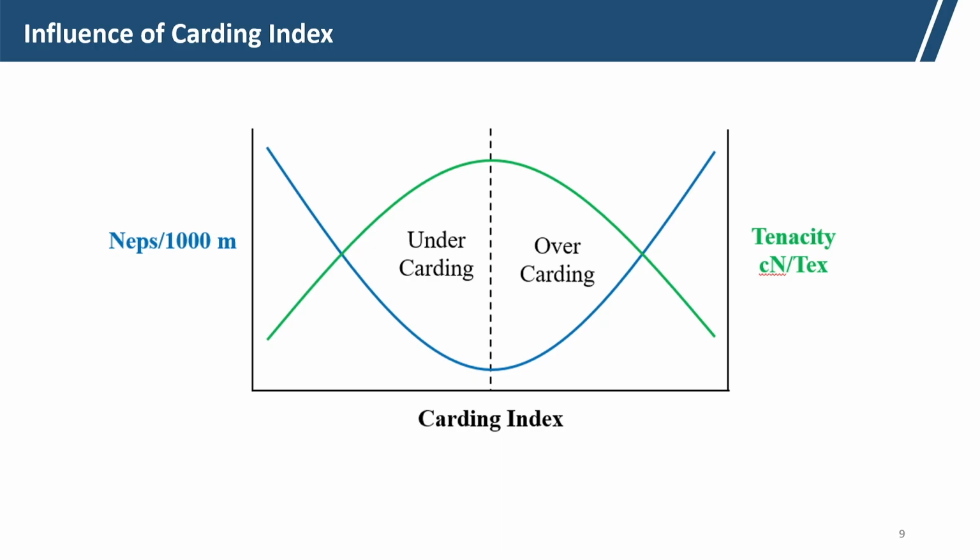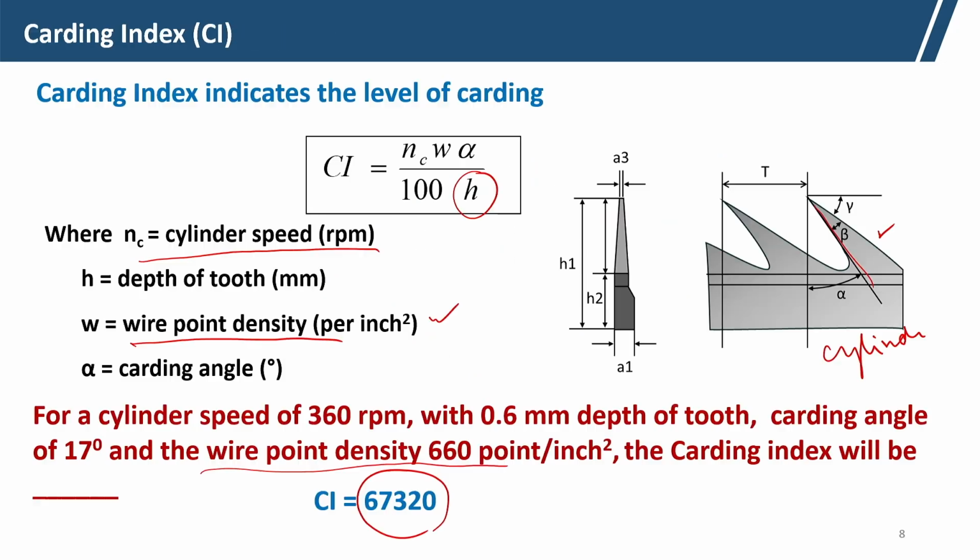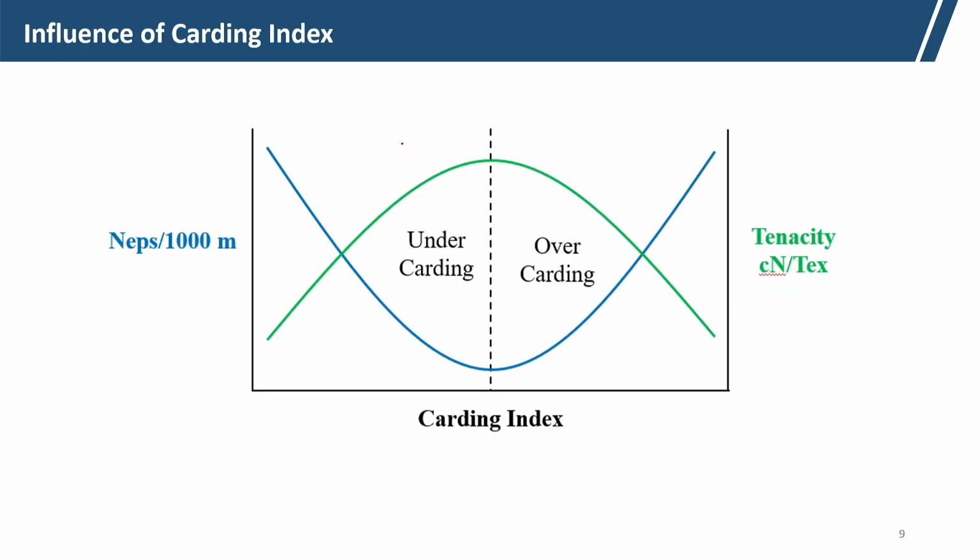If we do over carding, the neps will start increasing and the tenacity will drop. Now, let us see the carding index equals C NCWA, NCWA alpha by 100 H.